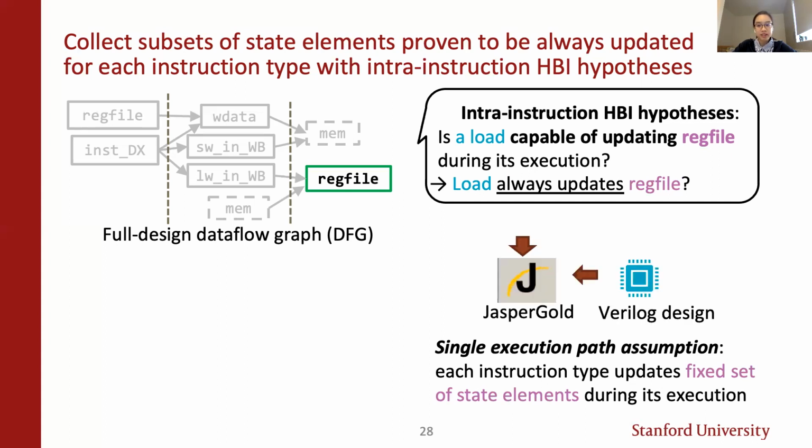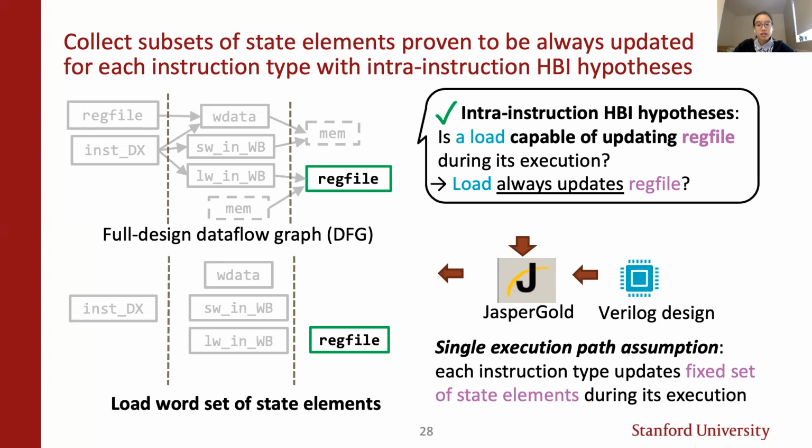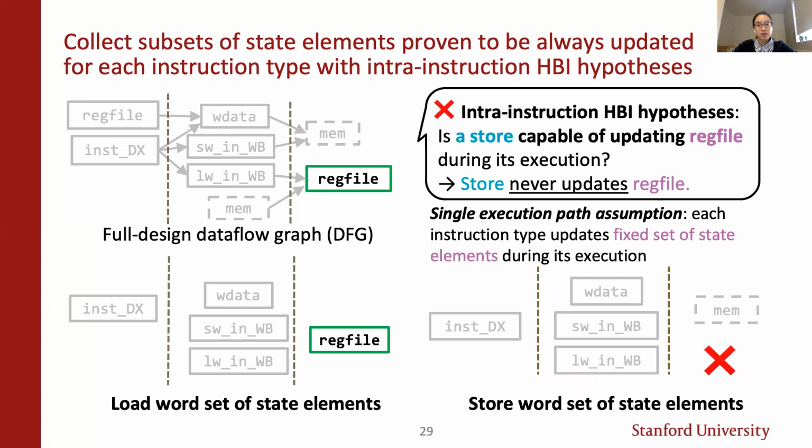We instantiate the hypothesis in SystemVerilog assertion form to query JasperGold against the Verilog design. For our load and register file example, JasperGold will explore all the ways a load instruction can execute to see if it can ever induce a state update on the register file. JasperGold will find that the load is indeed capable of updating the register file during its execution. Therefore, the register file is included in the set of state elements which are deduced to be updated by loads. We prove the same hypothesis against the store instruction and get a failure. That is, the store instruction never updates the register file, and therefore we don't have the register file in the store-specific set of state elements.